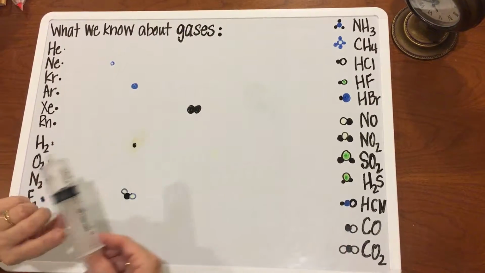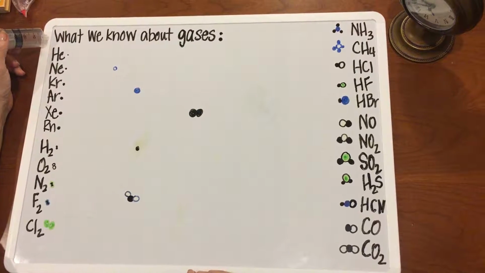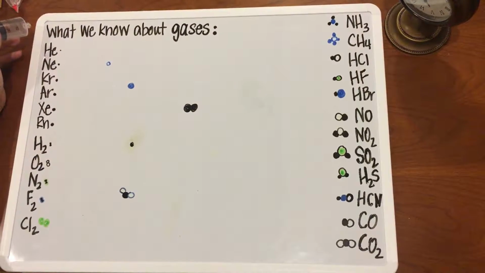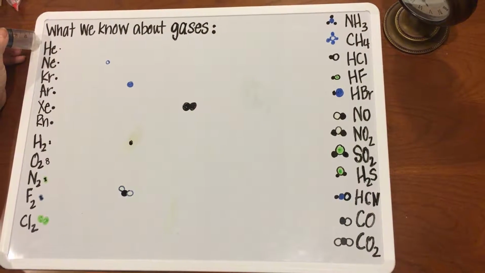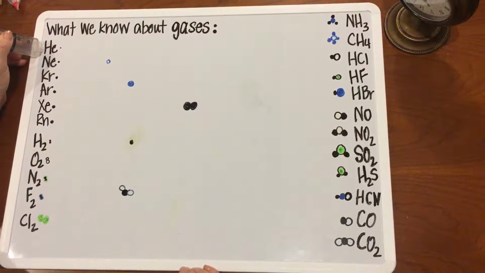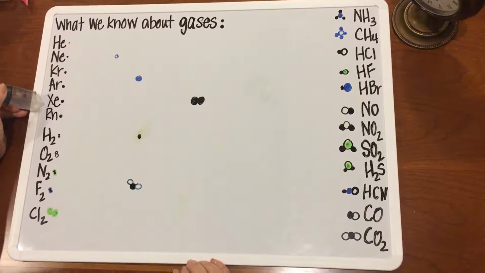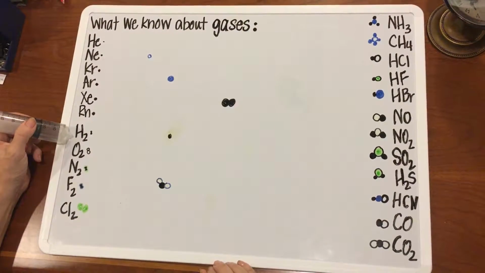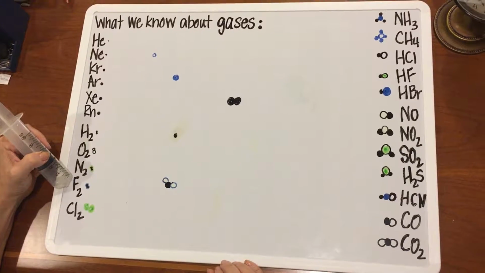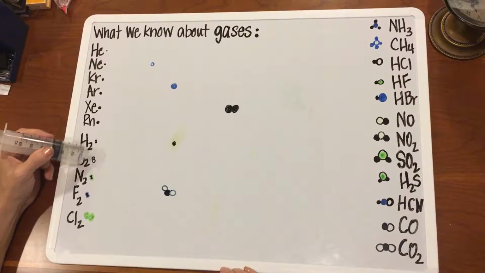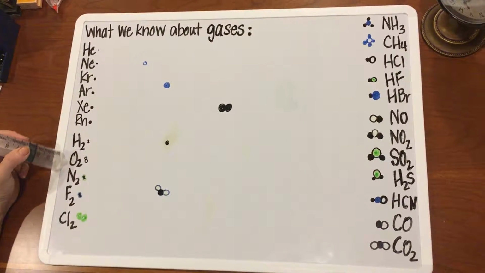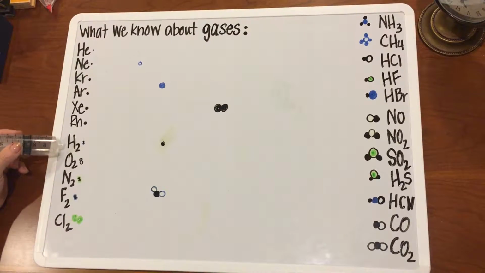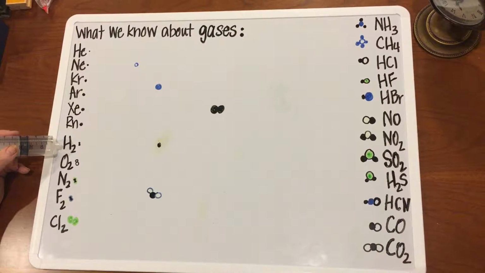First of all, what we know about gases already. I hope we can start with your prior knowledge and build some learning from there. You already know that the noble gases, helium, neon, krypton, argon, xenon, and radon, are monatomic gases. Hydrogen, oxygen, nitrogen, fluorine, and chlorine are diatomic gases. They're part of that group of diatomic elements, and these are the ones that happen to be gas.